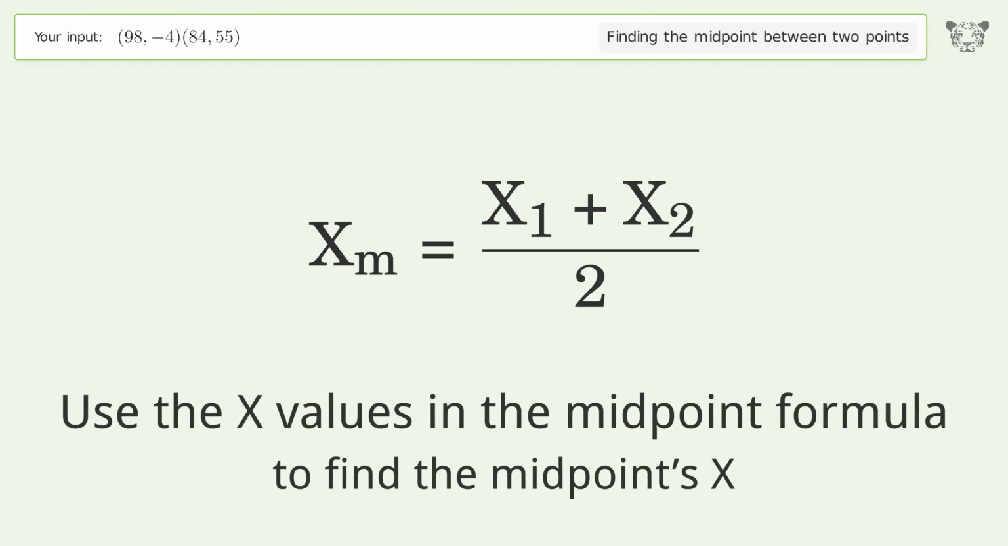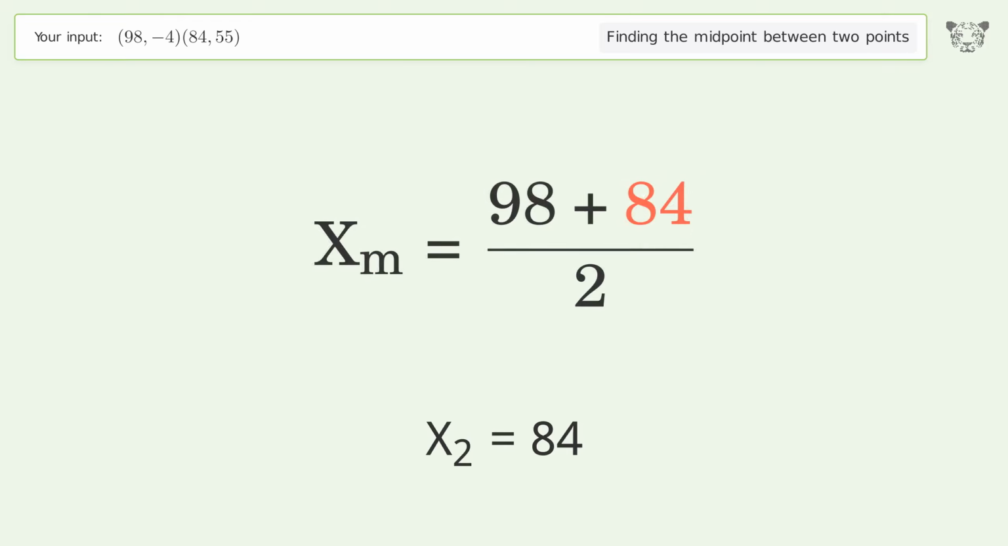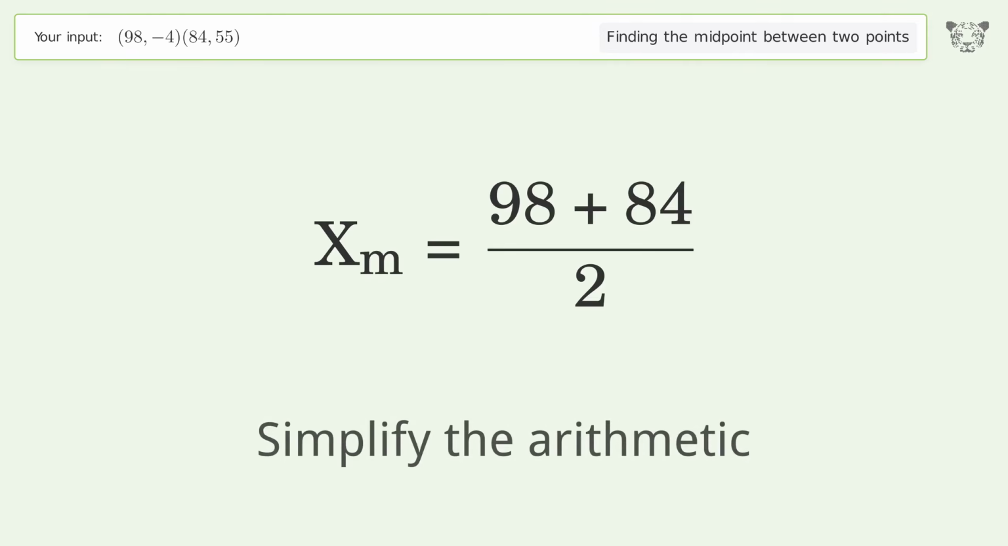Use the x values in the midpoint formula to find the midpoint's x. x1 equals 98. x2 equals 84. Simplify the arithmetic.